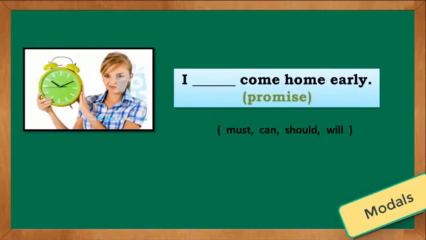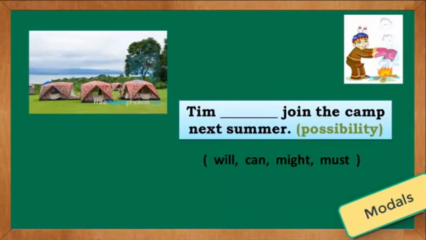The next one, I blank come home early. The modal verb needed in this sentence means to promise. Is it must, can, should, or will? The correct answer is will. I will come home early. Will is a modal verb which can mean to promise.